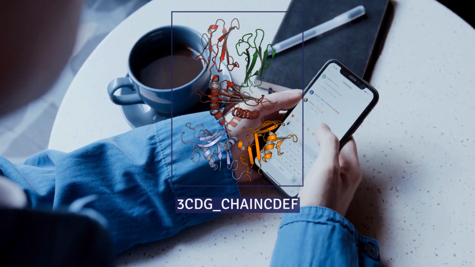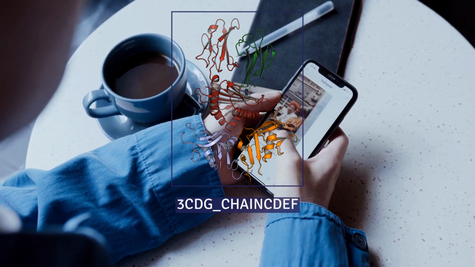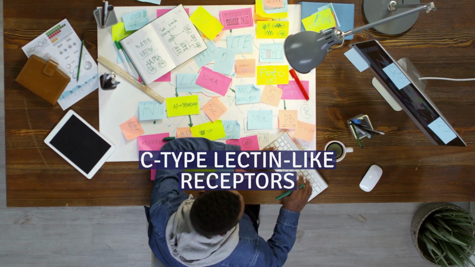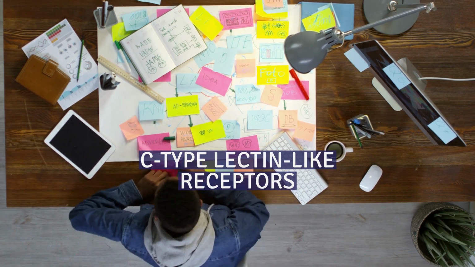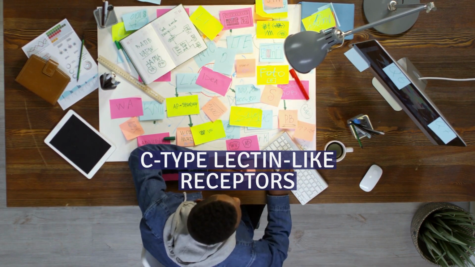TIGIT, T cell immunoreceptor with Ig and ITIM domains, is an inhibitory receptor that forms a non-homologous but functional pair with CD226. Now, let's turn to C-type lectin-like receptors.